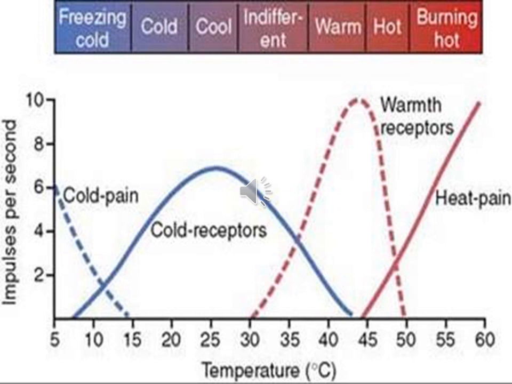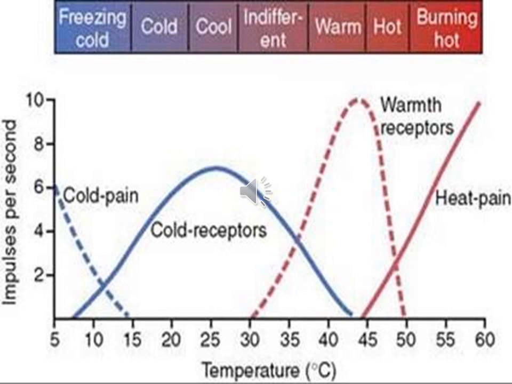So the cold pain fibers are stimulated at extremes of cold, but their stimulation ceases or decreases around 10 to 15 degrees Celsius. Then you have the cold receptors. Their stimulation increases around 10 to 15 degrees Celsius and reaches a maximum at around 24 degrees Celsius.